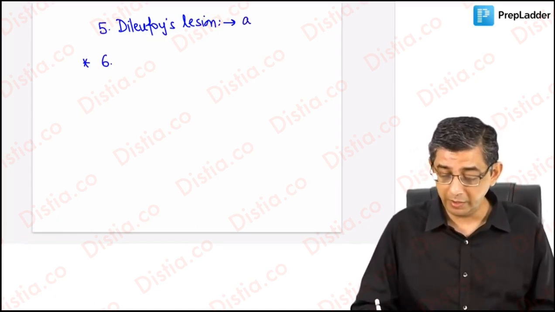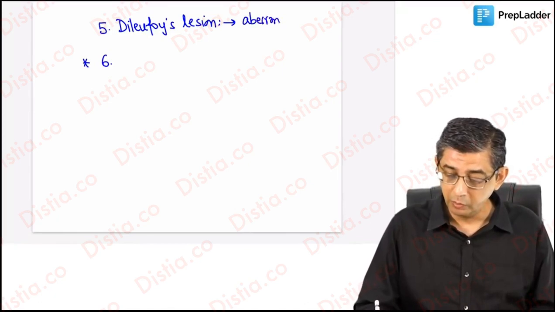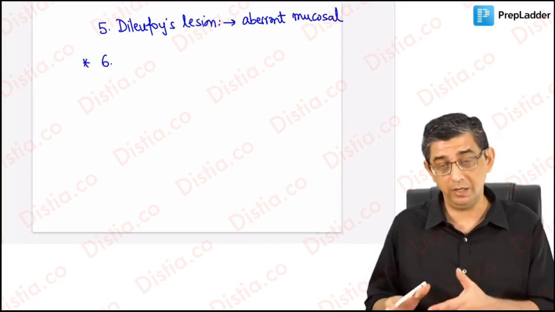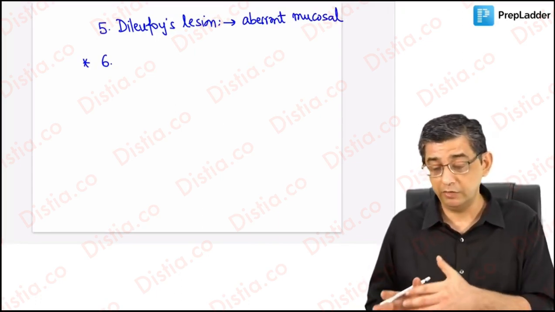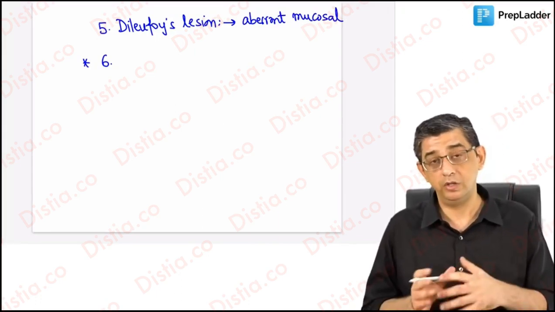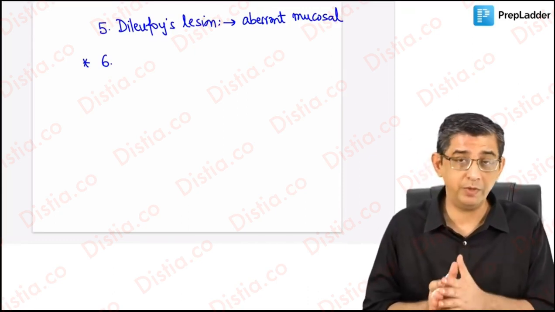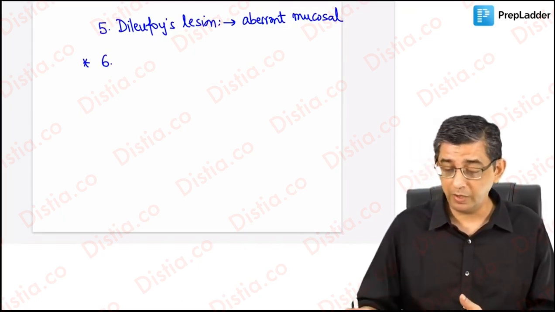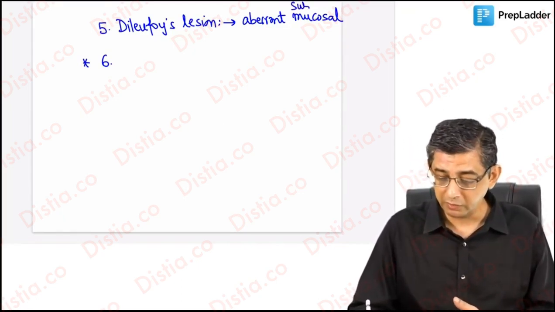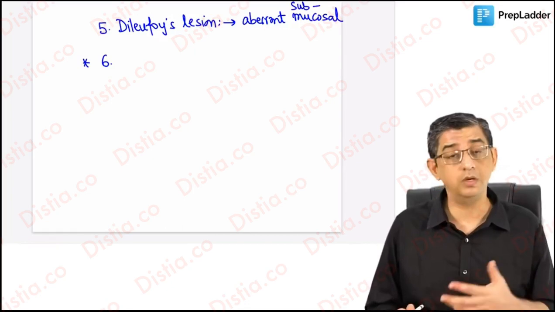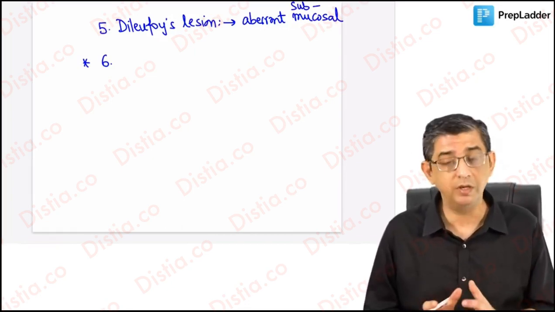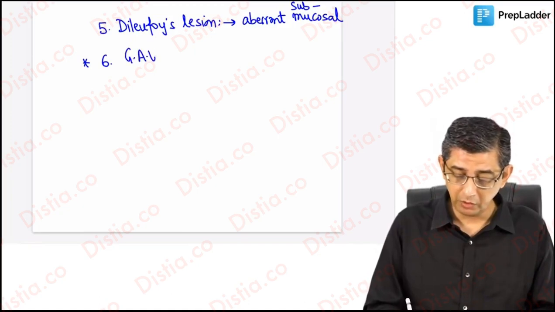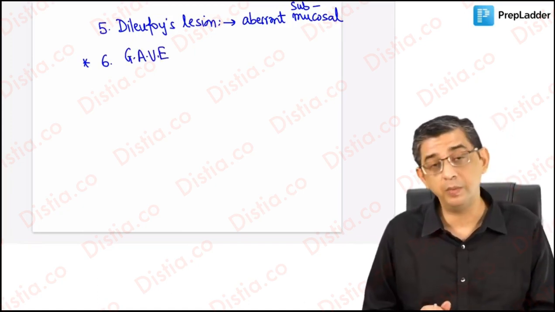Dieulafoy's lesion is an aberrant submucosal artery. Most of the time, you see, blood vessels are supposed to be present, obviously in the gut, but they're towards the serosal side. If they're towards the submucosal side or the mucosal side, then what basically happens is that the churning action of the stomach can cause damage to these blood vessels itself. So aberrant submucosal artery is what we call Dieulafoy's lesion. It can cause a pinpoint bleed, which might be difficult to pick up initially.